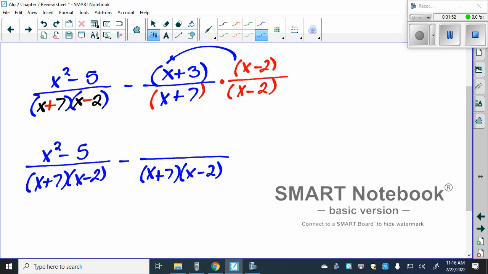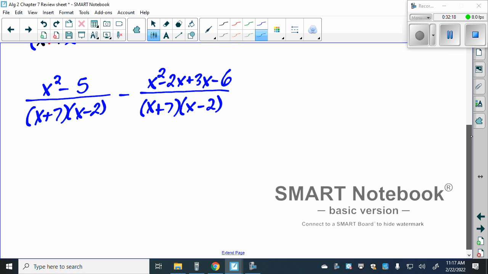Now at this point here, I'm going to go on and distribute these here. x times x would give us x squared, minus 2x plus 3x minus 6 if we distribute that out. Now if you wanted to have written it all in one fraction, that's perfectly fine, but do be careful with that negative in the middle. Any questions on how we got to this here?